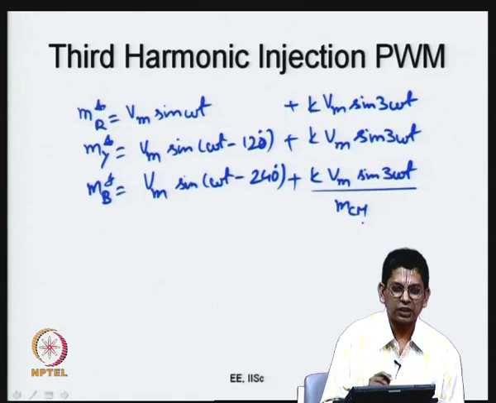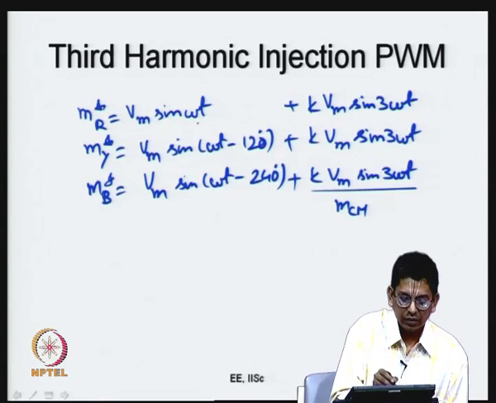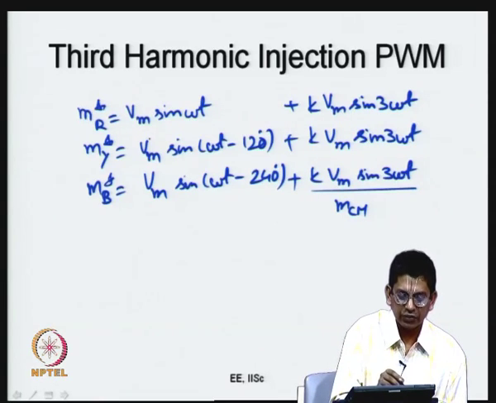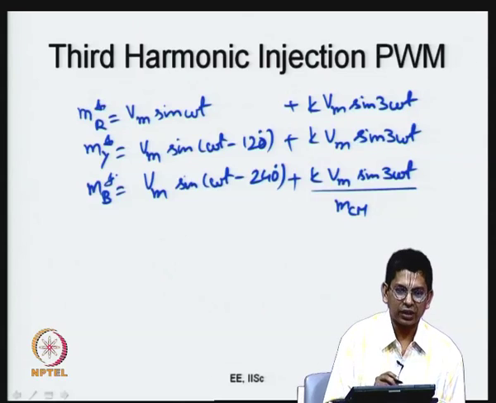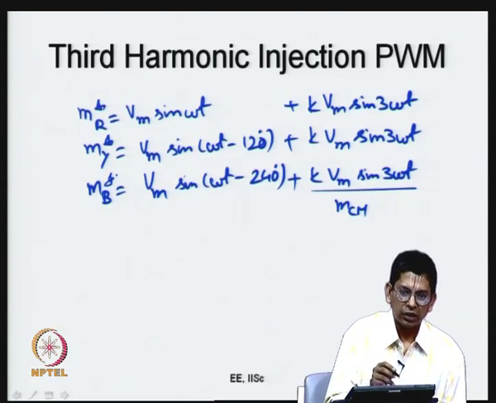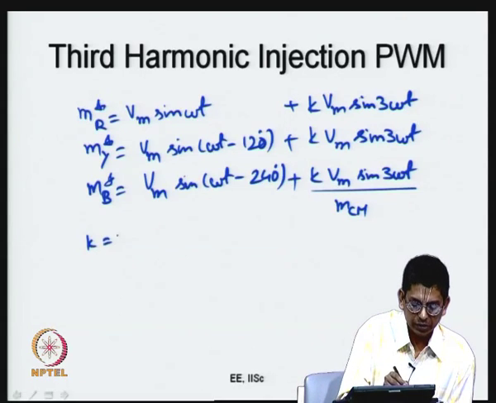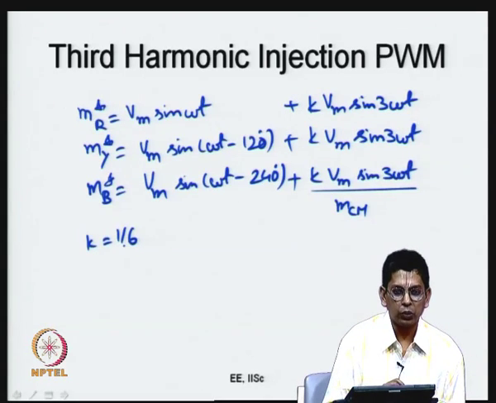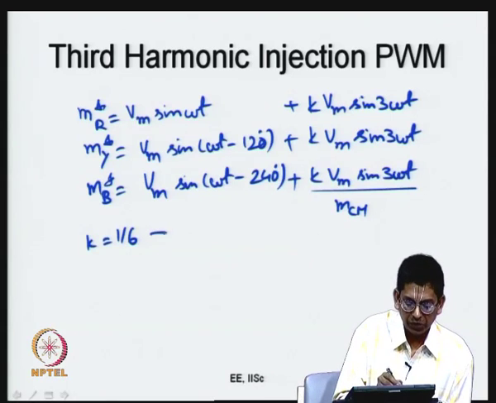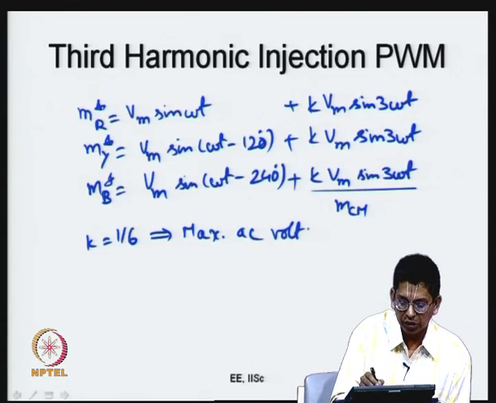The common mode component is a third harmonic. It is a natural thing. If you add a third harmonic to the sine and phase shift this Mr star by 120 degrees, you will get My star, since phase shifting the third harmonic by 120 degrees is one full cycle. If you subtract Mr star minus My star, the third harmonic components go away. So, this is third harmonic injection, and different values of k are possible. Last time we saw k equal to 1 by 6, and this gives you the maximum AC voltage with a given DC bus voltage.